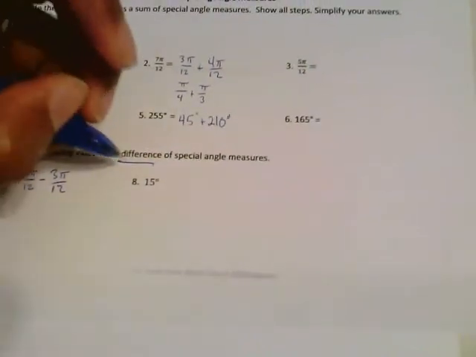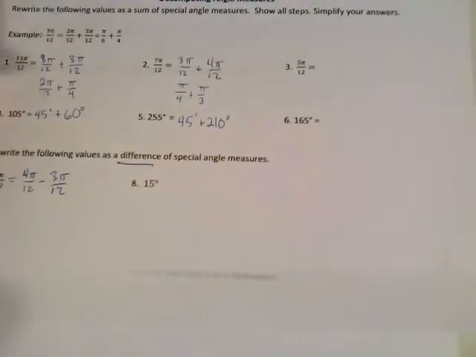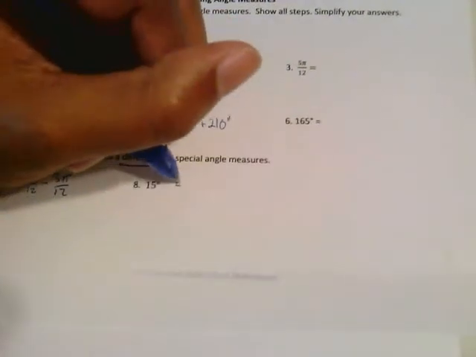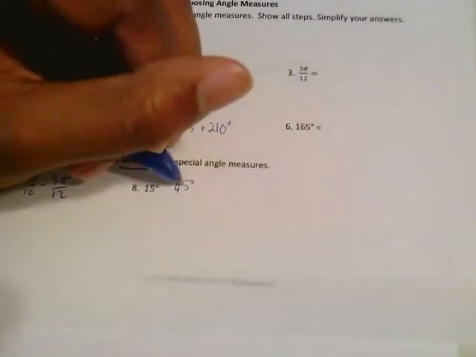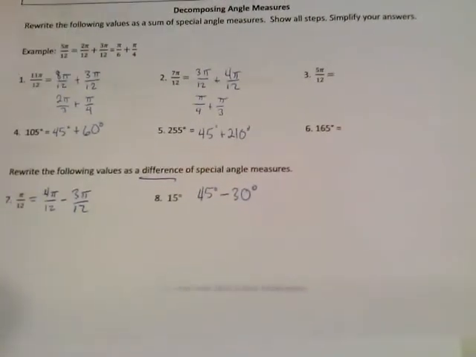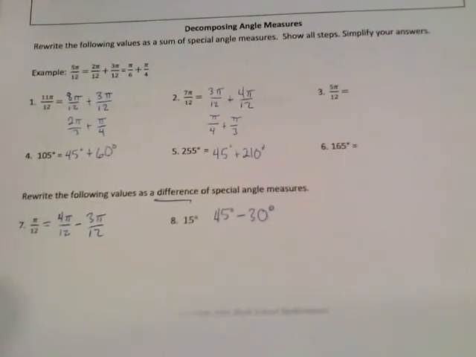And then with 8, again, we see that 5 is in ones place, so usually that indicates that 45 degrees is involved in there somehow. So this would be 45 degrees minus 30 degrees for the equivalent of 15 degrees. And that is our warm-up again for decomposing angle measures.